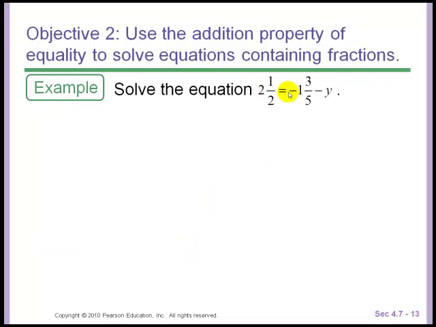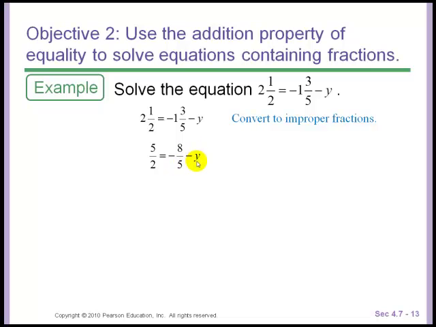Solve the equation 2.5 equals negative 1 3/5 minus y. It is possible to do this problem with the mixed numbers, but it is generally easier to work with improper fractions. So I will start by converting to improper fractions. 2.5 is 5/2, negative 1 3/5 is negative 8/5.